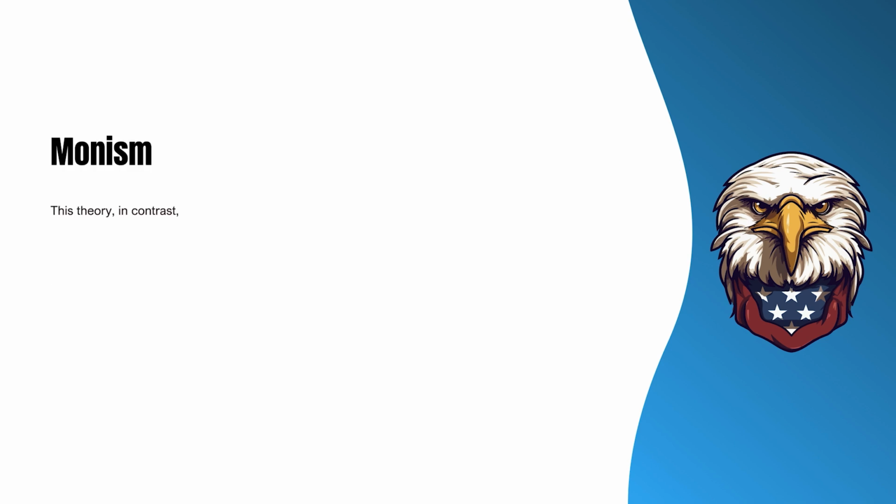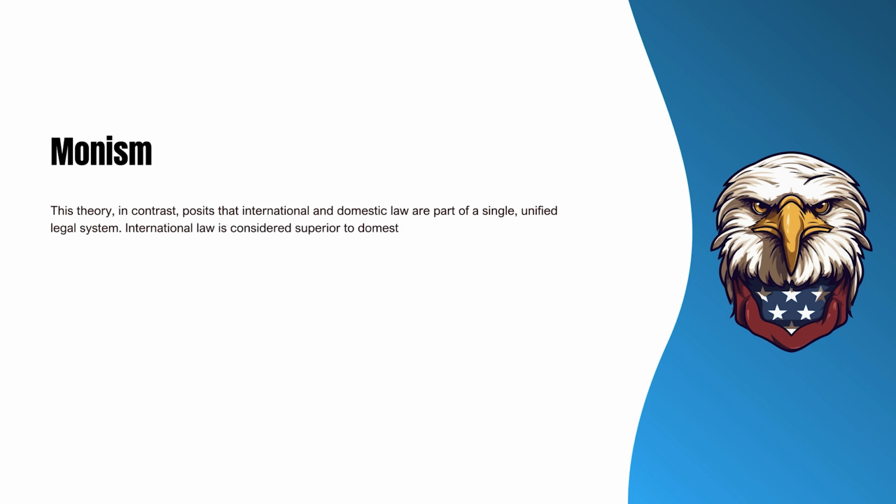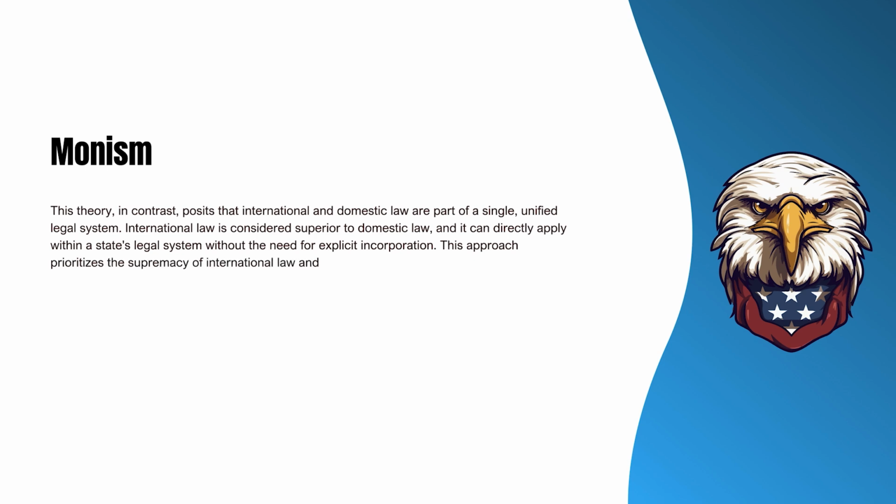Monism. This theory, in contrast, posits that international and domestic law are a part of a single unified legal system. International law is considered superior to domestic law, and it can directly apply within a state's legal system without the need for explicit incorporation. This approach prioritizes the supremacy of international law and its direct effect on individuals.